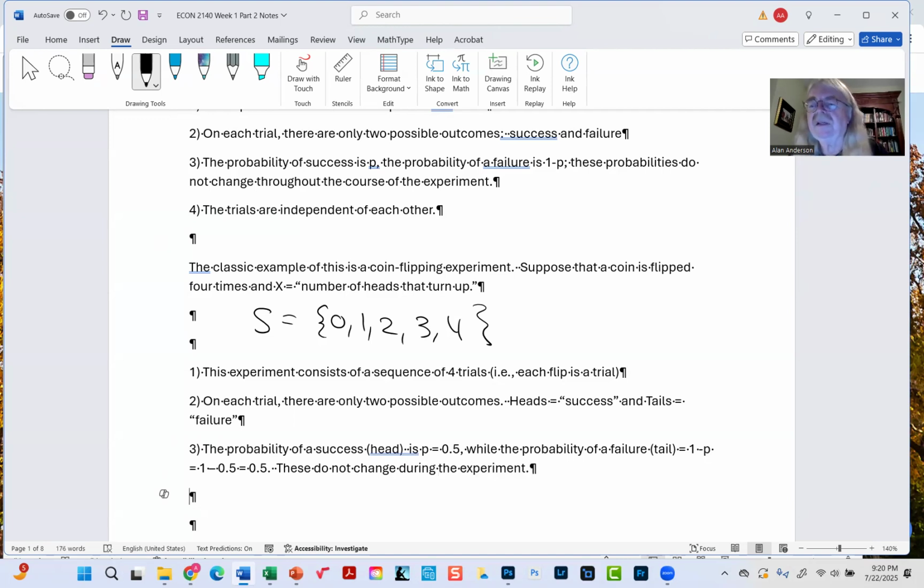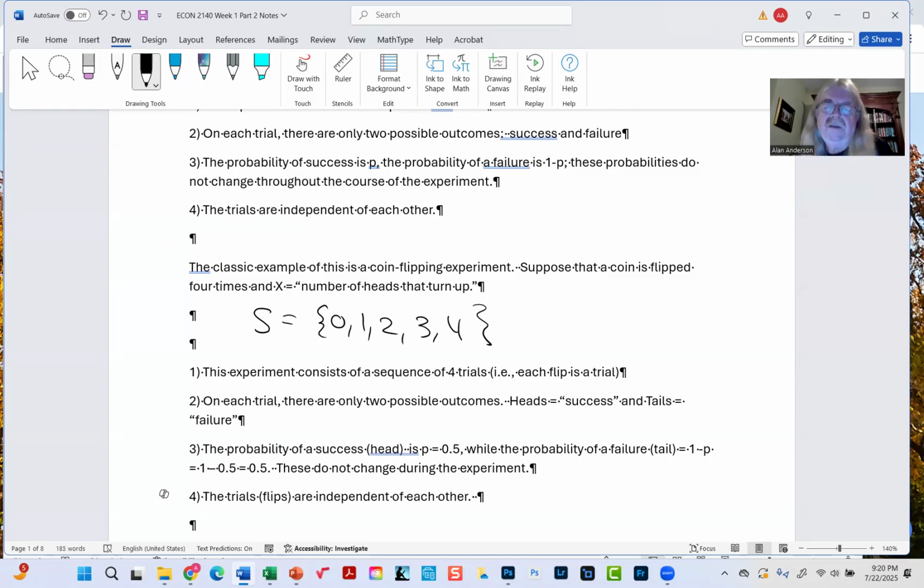Why would they? Because the coin never changes. The coin itself is fixed. Every time we flip it, there's a 50% chance, or P equals 0.5, of getting a head, and the same thing for tails. And then finally, the trials, flips, are independent of each other.